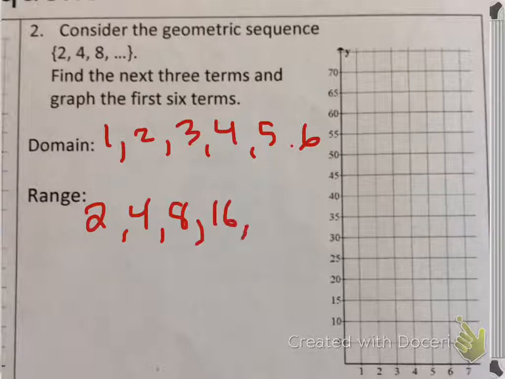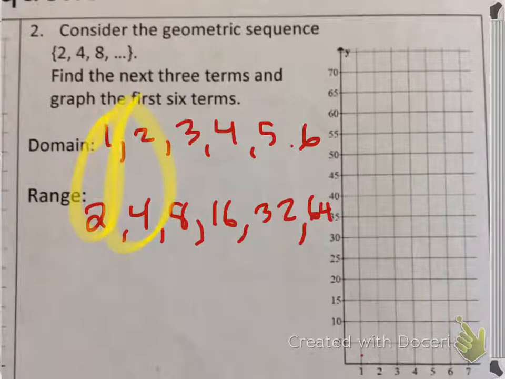8 times 2 is 16. 16 times 2 is 32. 32 times 2 is 64. Then I'm going to graph these ordered pairs. My first ordered pair is over 1, up 2, but I'm probably okay in the right order, still kind of right there.